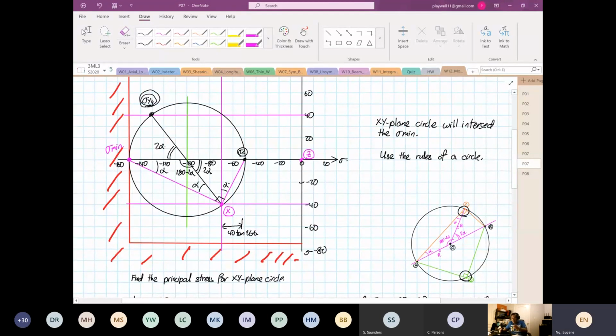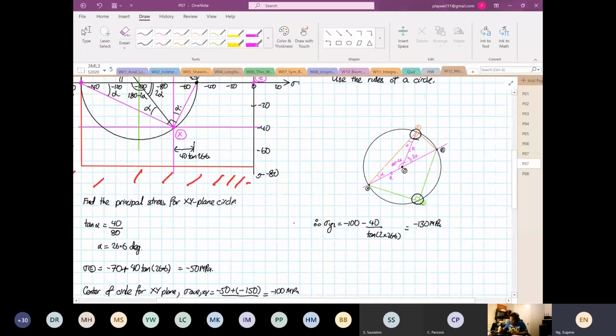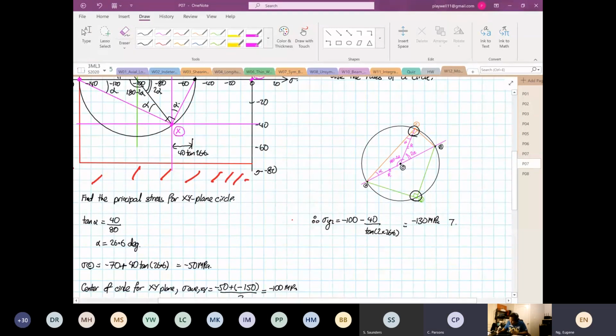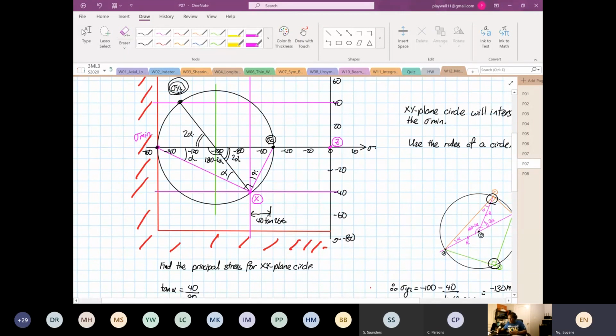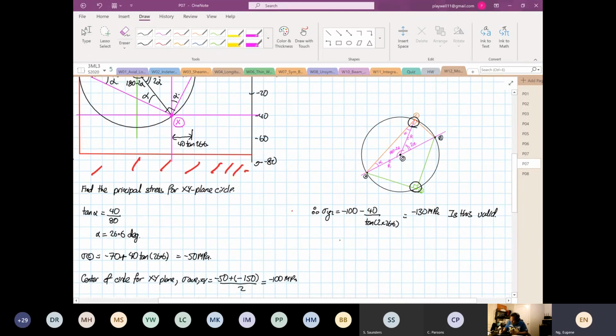But is the answer valid? Is the answer correct? You have to ask yourself, is this valid? Doesn't it yield at that point if you find the principal stress of it? No, the principal stress is still at minus 150. Okay. So the next question is, is this valid? Does the tau max of 75 megapascal, valid?